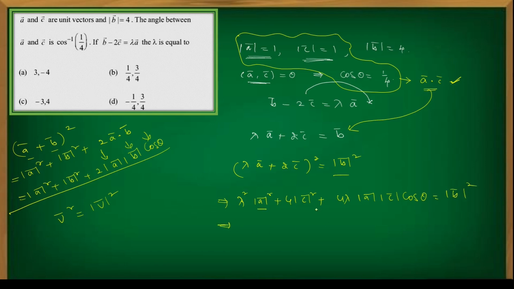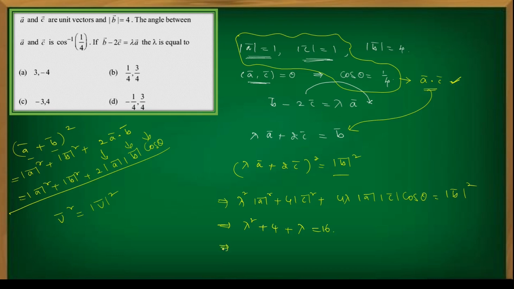Mod a is 1, remove. Mod c is 1, remove, substitute. And mod a bar 1, mod c bar 1, remove them. Cos theta is 1 by 4, yes, you have 1 by 4, the 4 cancels. And mod b bar is 4, so 4 square is 16. Now what do you get here? Lambda square plus 4 plus this is only lambda, because the 4 and the 1 by 4 cancel. Mod a bar is 1, mod c bar is 1, and this is 16.